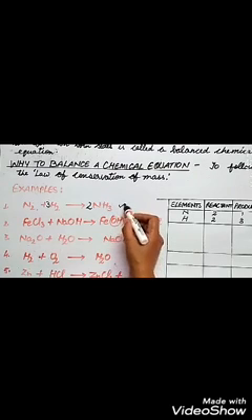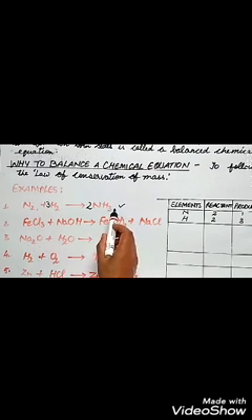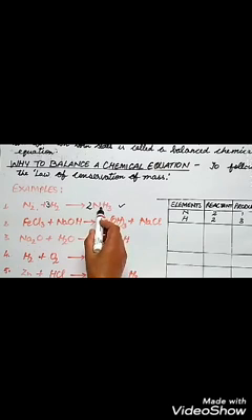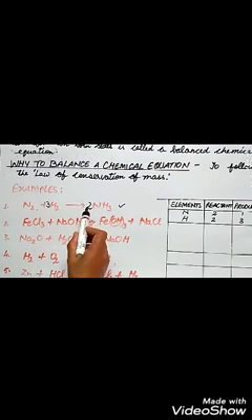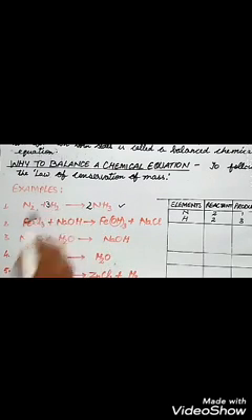So this way we can balance an equation by putting a suitable number in front of it. We never put any number at the end of the equation, at the end of the formula, or in the middle of the formula. Always that number is written in the front of it. Let us take the second example.